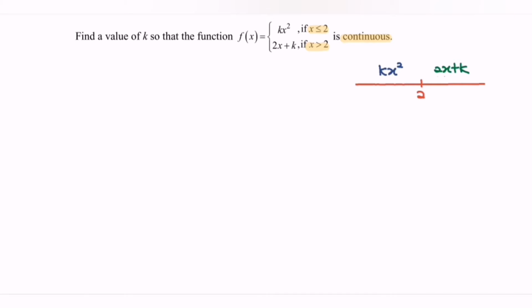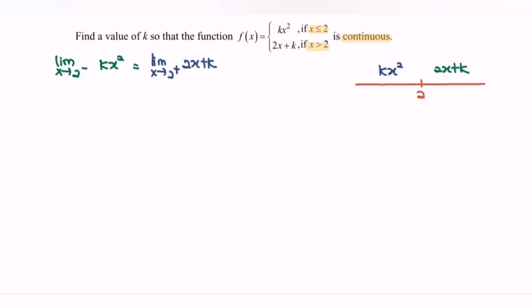In the question, they already mentioned the function is continuous. By using the definition of continuity, for the second condition, the limit exists when x approaches 2, either from the left or from the right. Meaning the limit when x approaches 2 from the left, kx squared, equals the limit when x approaches 2 from the right, 2x plus k.